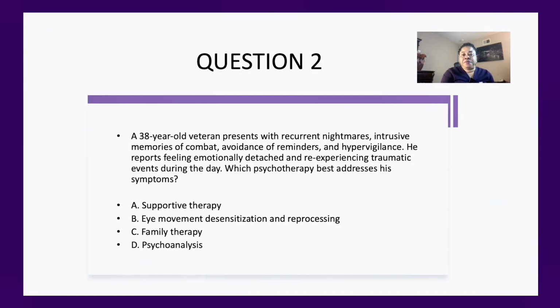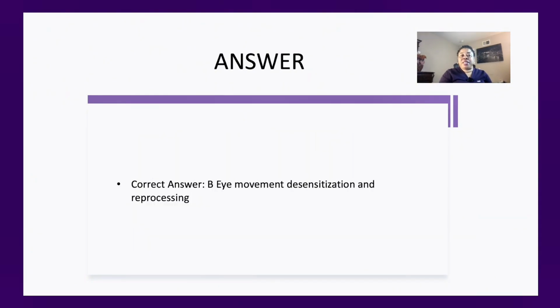We have A, supportive therapy. B says eye movement desensitization and reprocessing. C, family therapy. D, psychoanalysis. Can you put your answer in the comment section, please? What do you think? Test your knowledge. The correct answer is eye movement desensitization and reprocessing.